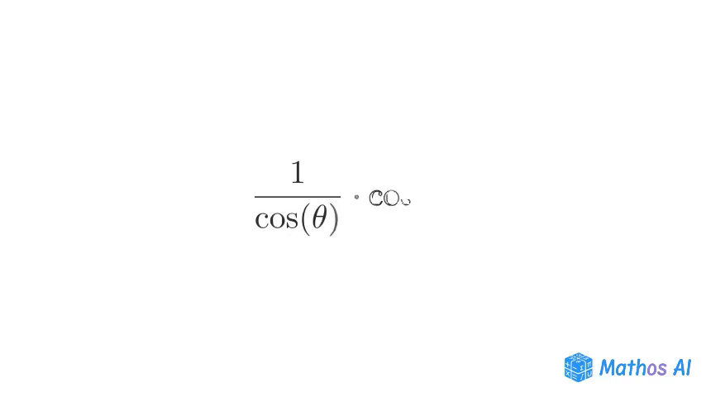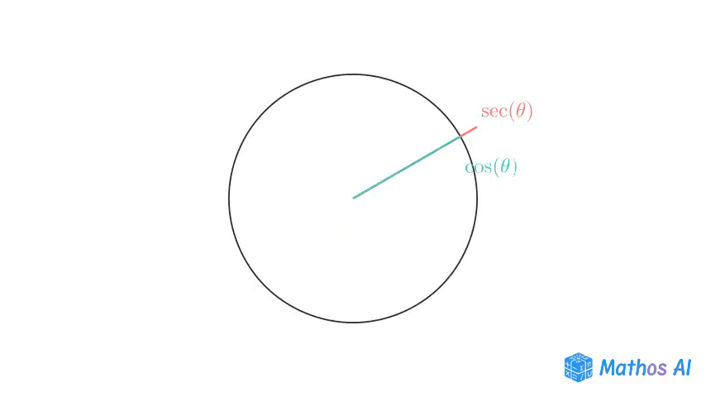And here's the magic. When we multiply 1 over cosine theta by cosine theta, the cosine terms cancel each other out. What are we left with? Just 1. This isn't just a mathematical trick.